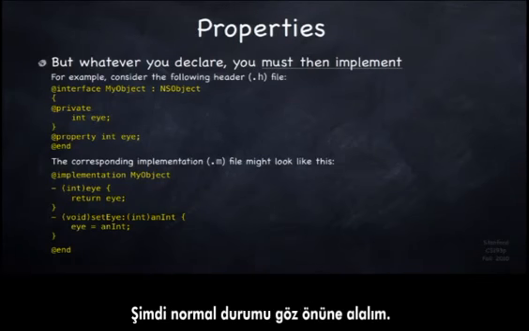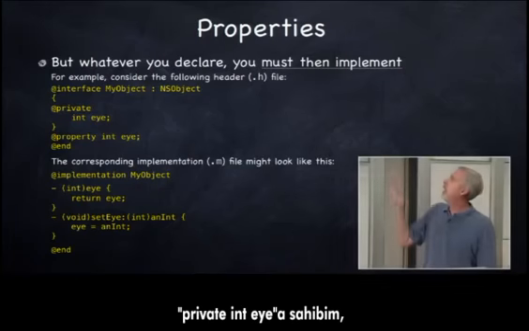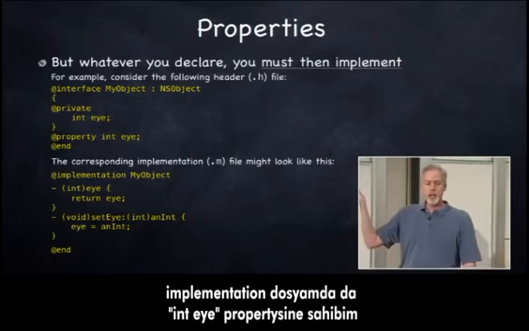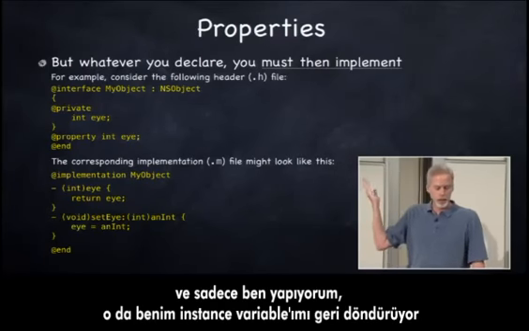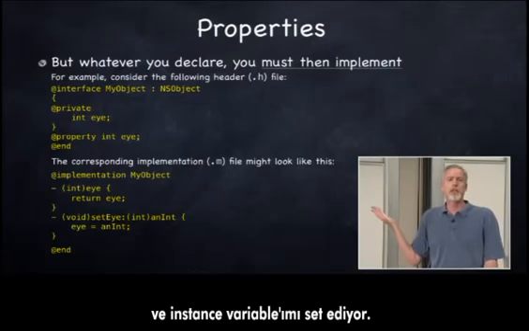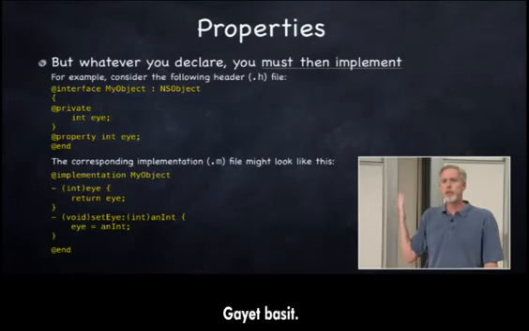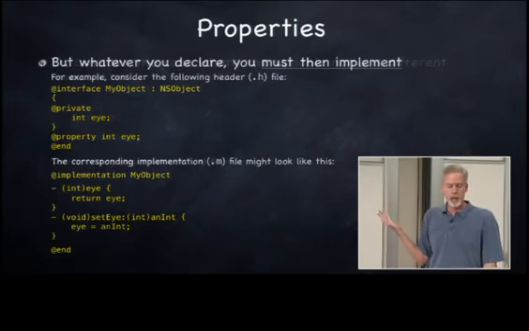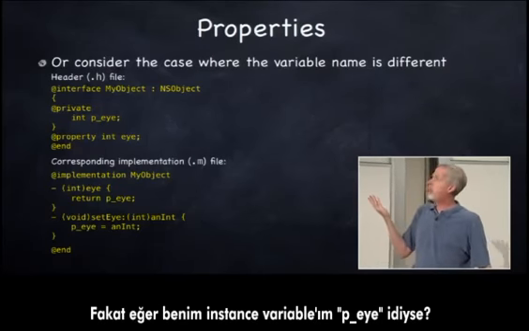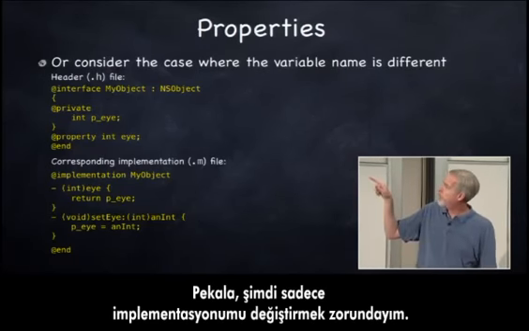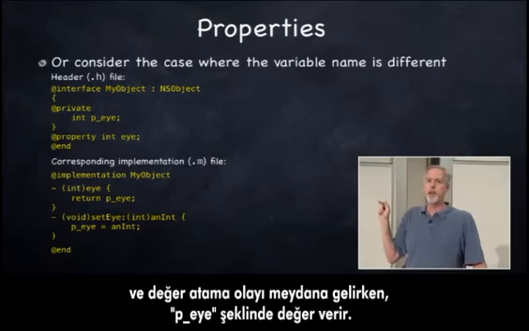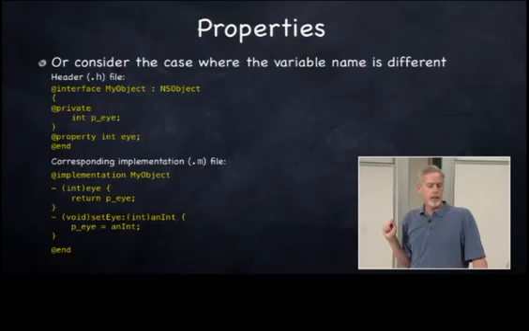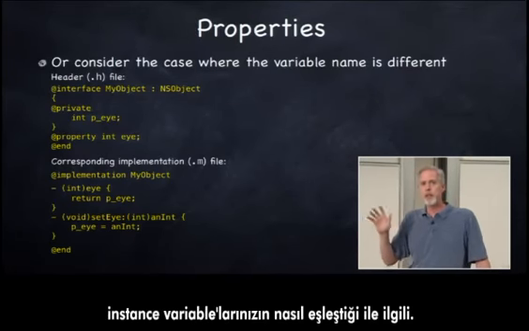So hopefully this will make it clear what I'm saying in the last two slides. Let's consider the normal case. I've got private int I. I've got the property int I. In my implementation file, I have to implement I and set I. And I'm just making it so that it returns my instance variable and it sets my instance variable. Super simple. This is the simple case. But what if my instance variable was p underbar I? Well, then I just would have to change my implementation so that it returns p underbar I, and when the set happens, it sets p underbar I. So see how that works? It's all about the implementation as to how it matches up with your instance variables.